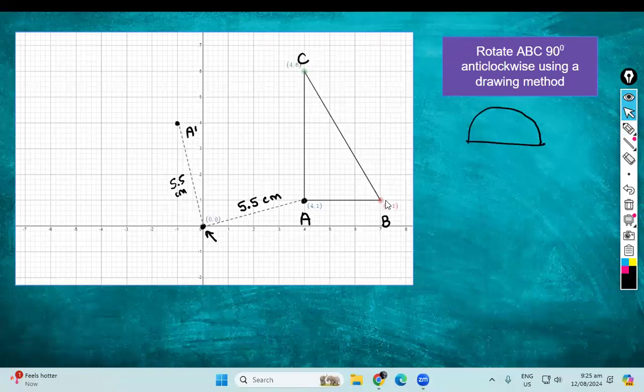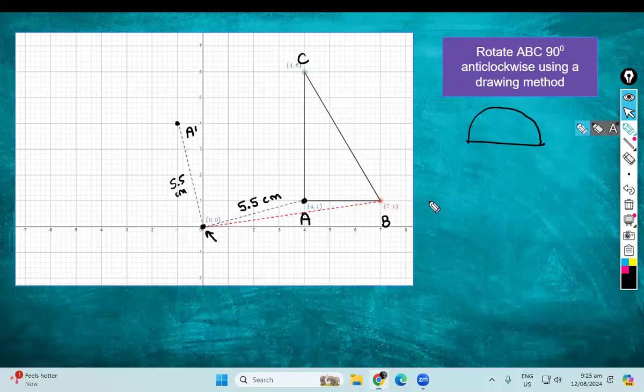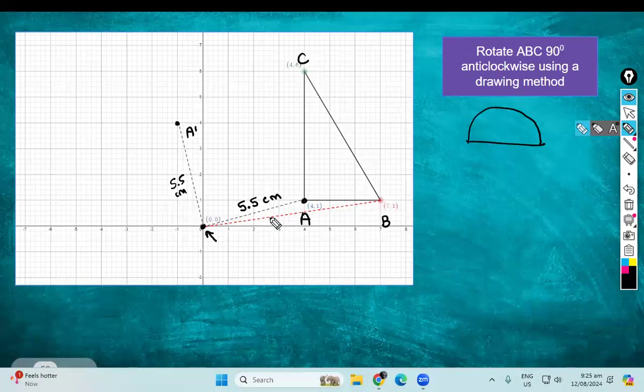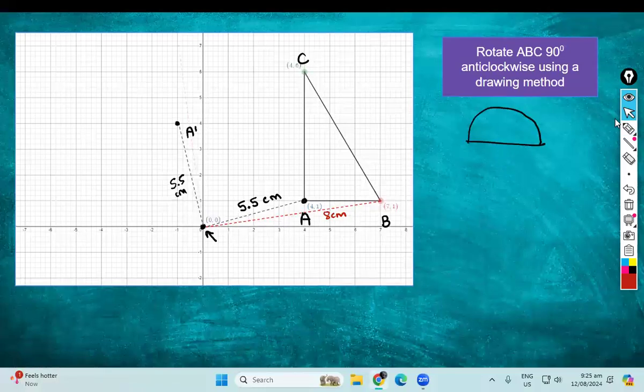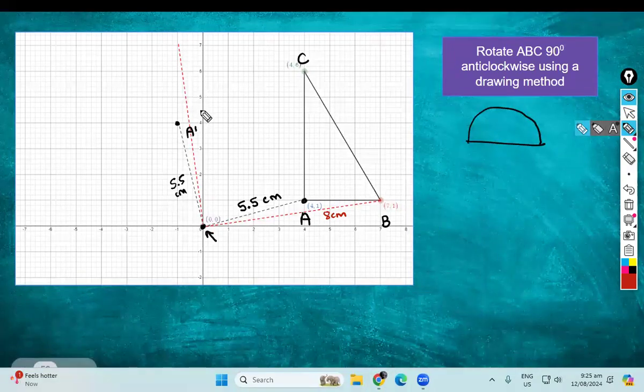Take point B, connect it to the origin. You always see that red line there. I take my ruler and measure it exactly. Let's say the length of that line is 8 centimeters. From this, I use my protractor and measure what? A line at 90 degrees. Look at the red dashed lines. The two red dashed lines are exactly 90 degrees. And of course, the length of this line would also be 8 centimeters.